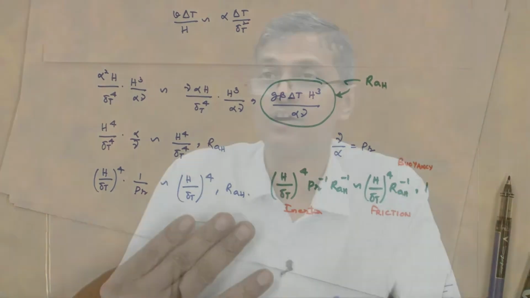So let's stop this module now, and in the next module we will take up further the cases of Prandtl number less than 1 and greater than 1 and how to work it out.